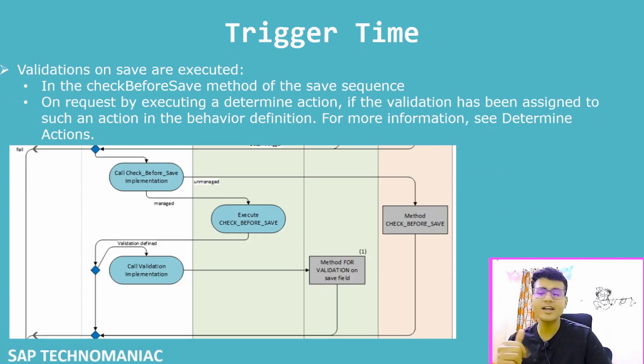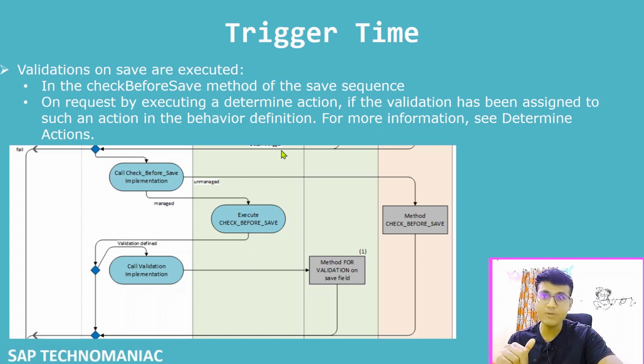The most important thing, again I am repeating, is when these validations will trigger. There are three things. If you want to do validation in the unmanaged scenario, you can see here, then you have to write your validations in the check before save method. You can call your existing method which is used for validations, those methods or function modules or legacy code we usually use in an unmanaged scenario. If you don't have any, you can write the code here as well. So you can write it here in the check before save.